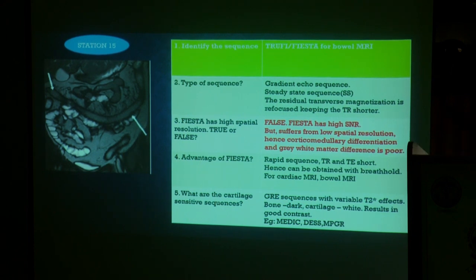And what are the cartilage sensitive sequences is a recent advanced question. What are the cartilage sensitive sequences? Anyone know of cartilage sensitive sequences? MEDIC. Have you heard of MEDIC? Okay, MEDIC and DESS, MPGR are cartilage sensitive sequences. They are all GRE based sequences. Why it is cartilage sensitive is it enhances the contrast difference between the fat within the bone marrow and the cartilage, which appears usually bright.